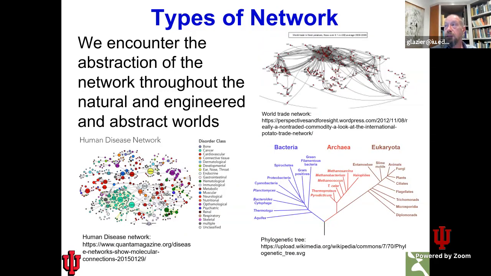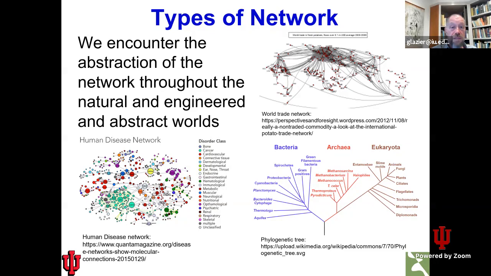Here at the top right, we have a network showing world trade flows, also probably out of date given how much trade has decreased in the past few months. A human disease network. Now, this is not a network of infection, but rather a network showing relationships in terms of scientific literature between different diseases, showing the clustering of different kinds of diseases.